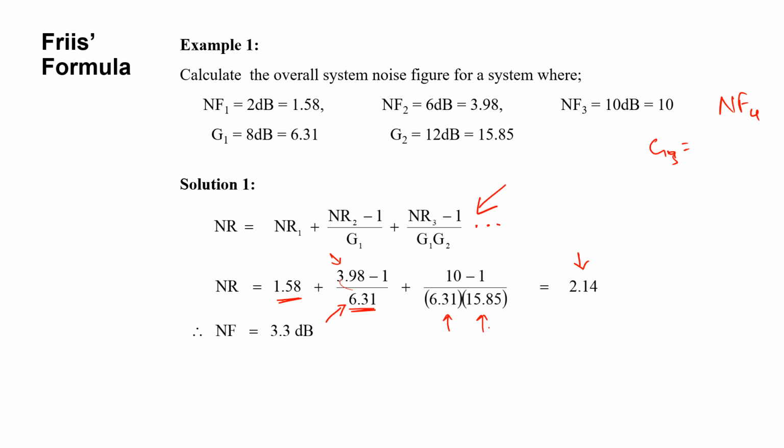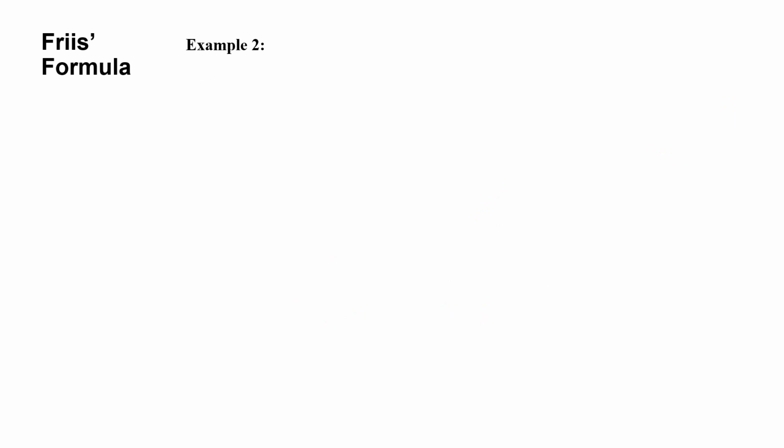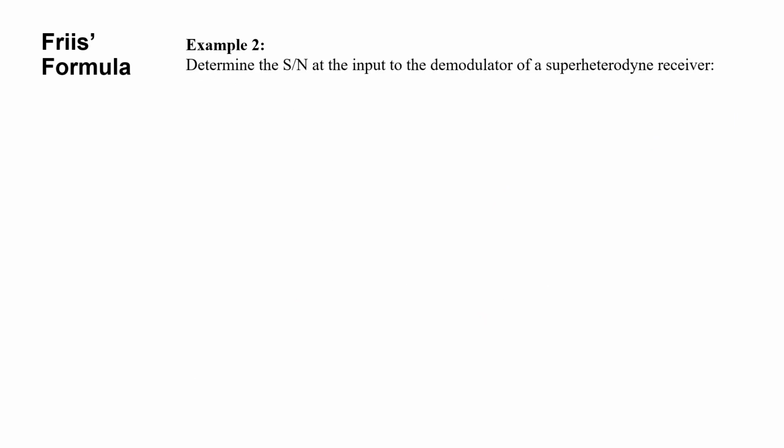So as we know, noise figure is actually the dB equivalent of noise ratio. If you just do 10 log 2.14, it will give you 3.3 dB. So let's look at another example.